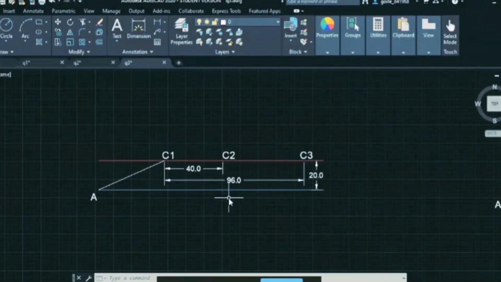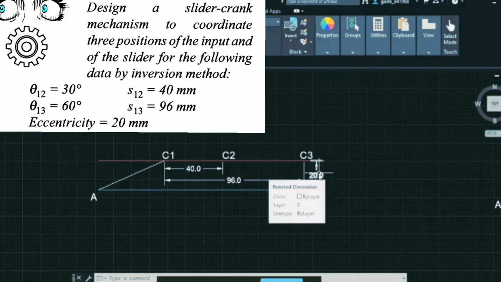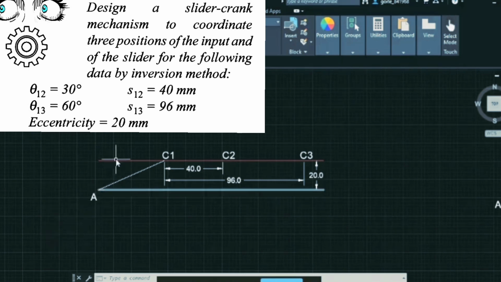Here we are asked to design a slider crank mechanism to coordinate three positions of the input of the slider for the following data by the inversion method. For the given two angular displacements of the input link and the two linear displacements of the slider along with the eccentricity, the required slider crank mechanism is to be obtained. Firstly, draw two parallel lines at an offset distance of 20 mm. Then take an arbitrary point A on the line L1. Let us call this L1 and this L2.